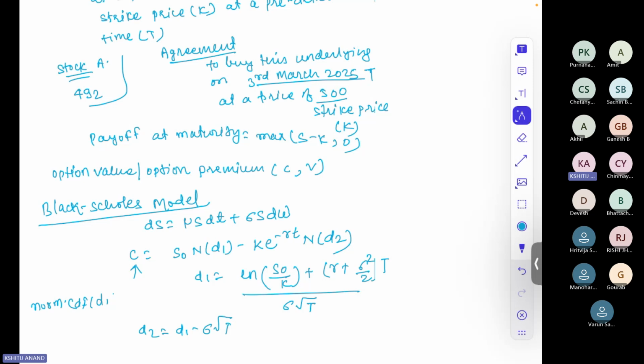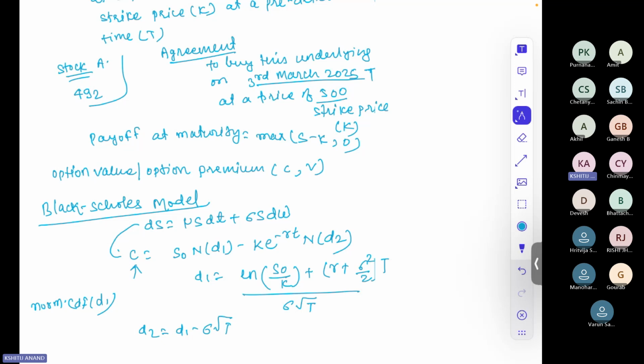So while it is important for you to understand how Black-Scholes came to this price, and I have already shared the material regarding it, maybe after today's lecture, you may again want to go through that, whatever I have shared, so that you get a solid understanding of whatever we are going to discuss.